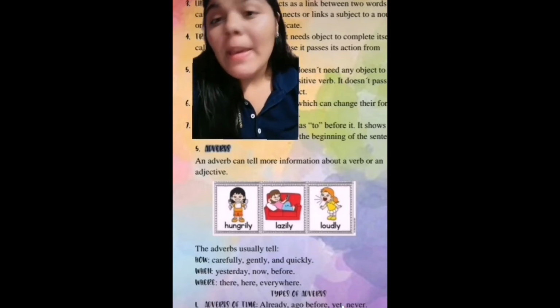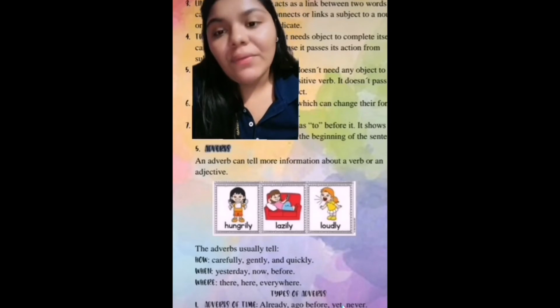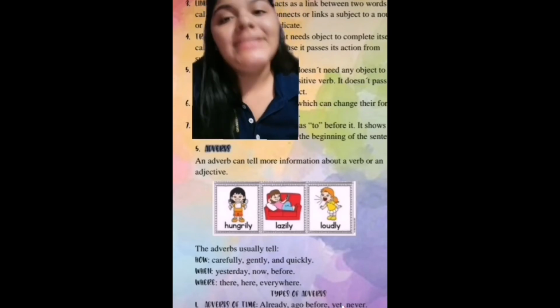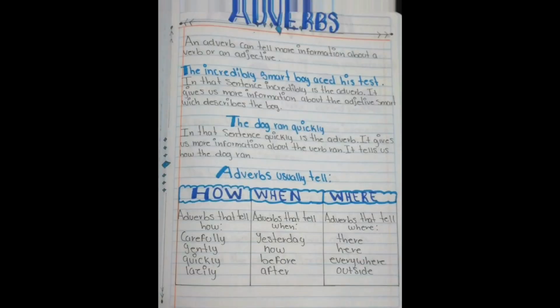And there exist many types of adverbs, for example, adverbs of time, adverbs of frequency, and adverbs of mode. In this part, I mentioned two examples. The first is: the incredibly smart boy aced his test. In this sentence, incredibly is an adverb that gives you more information about the adjective smart, which describes the boy. And the second is: the dog ran quickly, where quickly is an adverb.